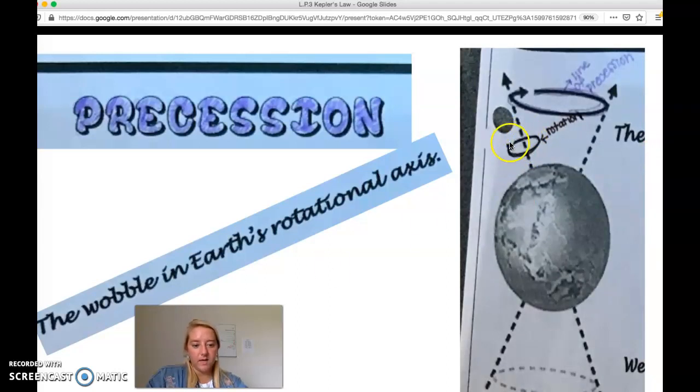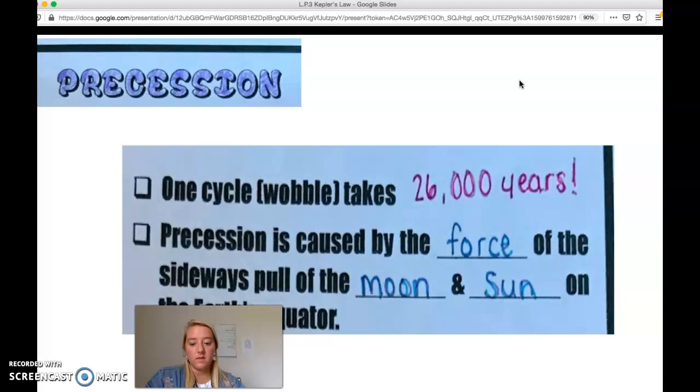The Earth is rotating around its axis. Remember we said when it moves around the sun, we call that revolution. We're just talking about rotation today. When the Earth spins on its axis, the line of precession is actually the wobble as it goes around in a circle. Precession, like I said, doesn't happen very often. One cycle, one wobble takes 26,000 years, right? So this will never happen in my lifetime or your lifetime. Precession is caused by the force of the sideways pull of the sun and the moon on the Earth's equator.